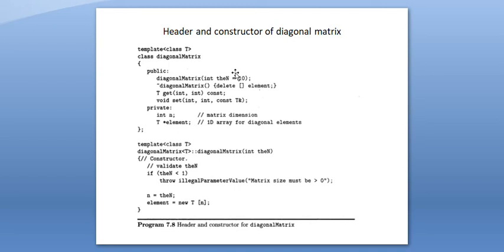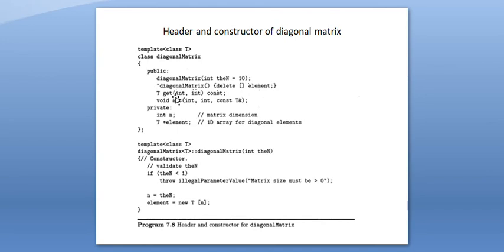Suppose, in the second case, I define diagonal matrix D, and inside the brackets I define the parameter as 20. Then this default parameter will not be used, rather the 10 will be replaced by 20. It is just to create a space with some values. Then you have a destructor for diagonal matrix, which deletes the complete array which was created.